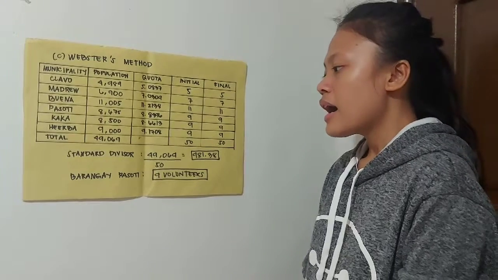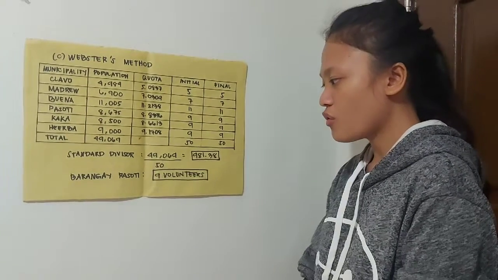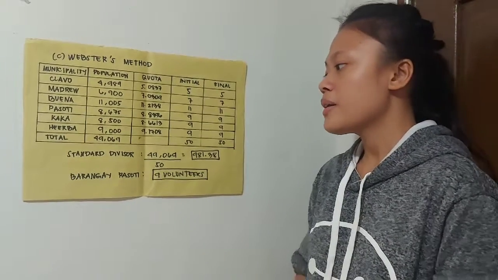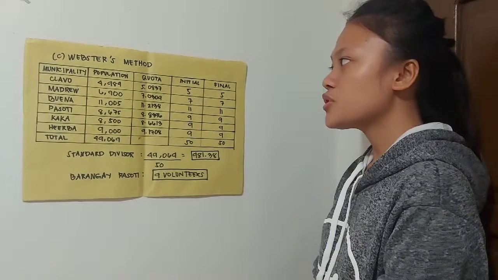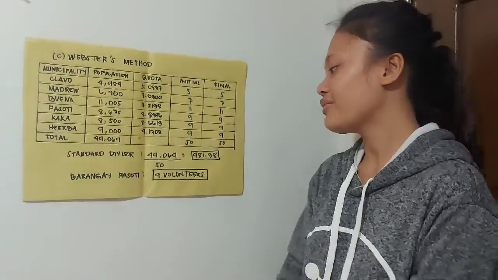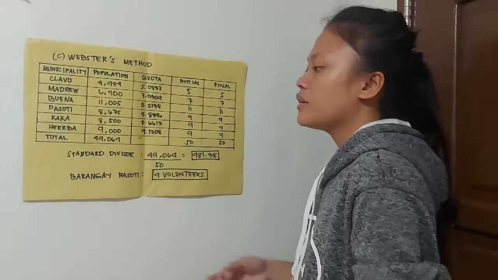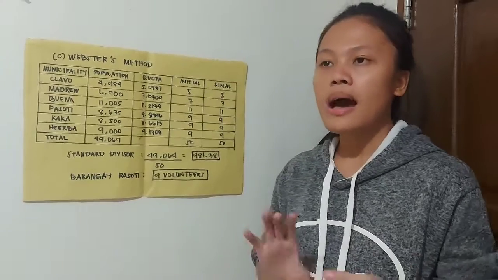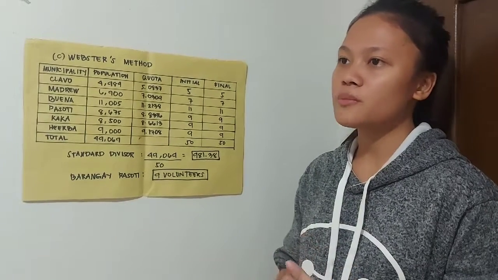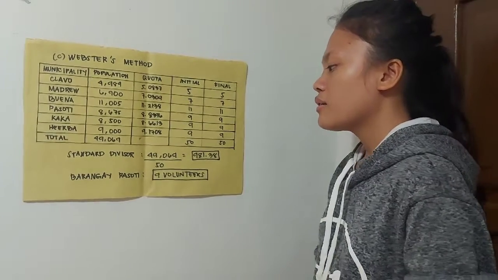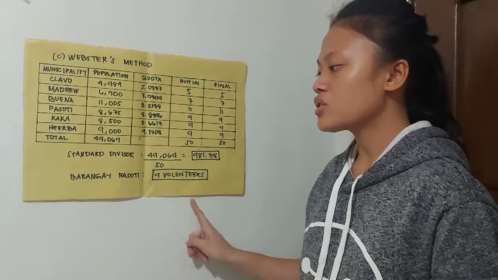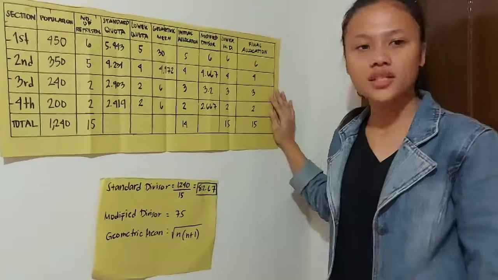And how many volunteers are in Barangay Pasoti using Webster's method? We have 9 volunteers. In Webster's method, Hamilton's plan and Jefferson's plan, we get the result of 9 volunteers in Barangay Pasoti.